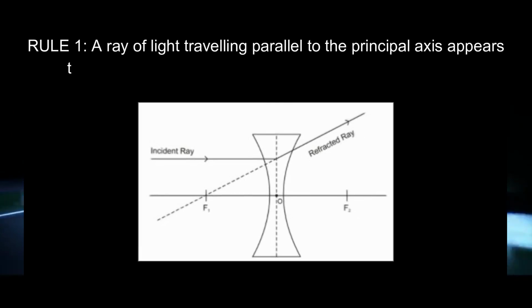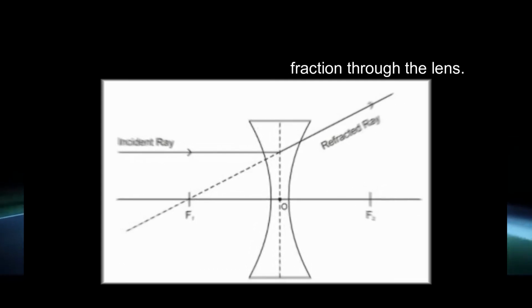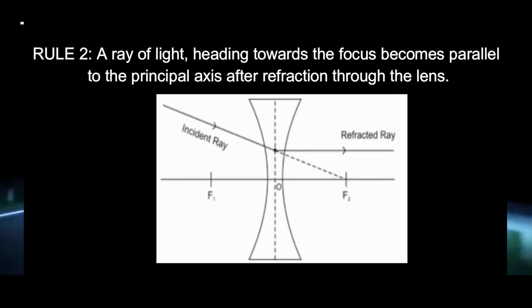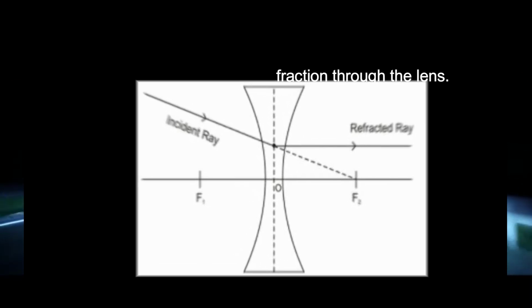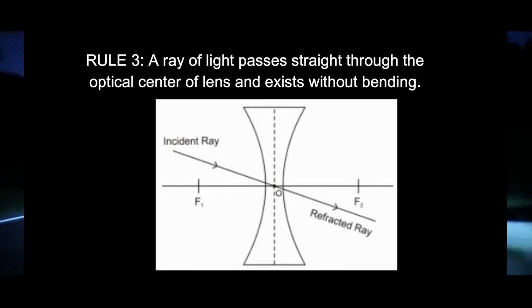Rules for image formation by a concave lens. Rule 1. A ray of light traveling parallel to the principal axis appears to be coming from the focus after refraction through the lens. Rule 2. A ray of light heading towards the focus becomes parallel to the principal axis after refraction through the lens. Rule 3. A ray of light passes straight through the optical center of the lens and exits without bending.